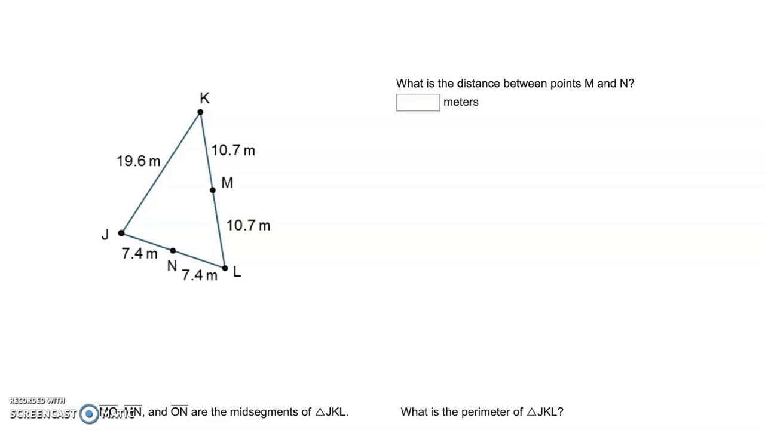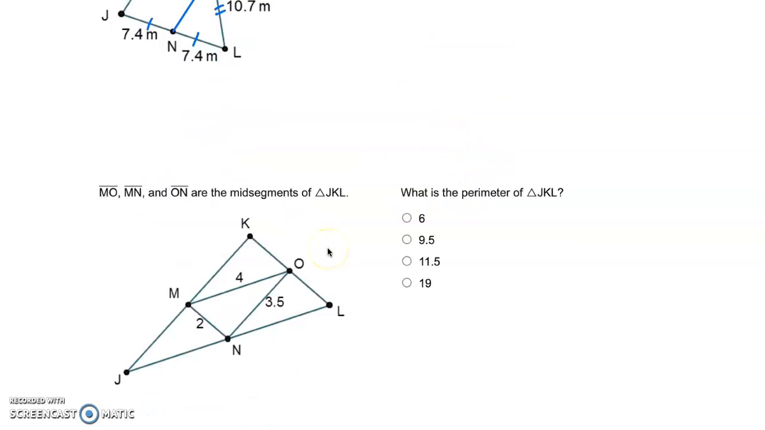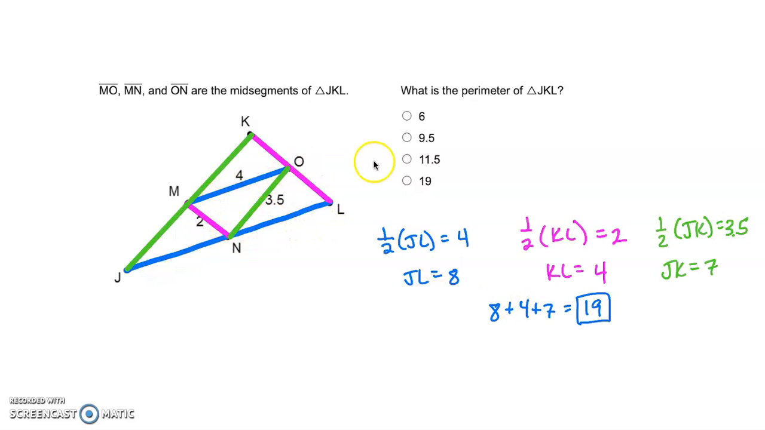So try this one. Okay, you should have got 9.8, recognizing that MN is a mid-segment, so it's 1/2 of 19.6. This one's asking for the perimeter, so use what you know about mid-segments and see if you can find the perimeter of JKL, which is our large triangle. So pause the video. All right, check your work. You can tell these are all mid-segments, so I can find the lengths of each of those sides and get 19. The other thing you could do is take 4 plus 2 is 6, plus 3.5 is 9.5, and that would be 1/2 of the perimeter because that's also proportional.